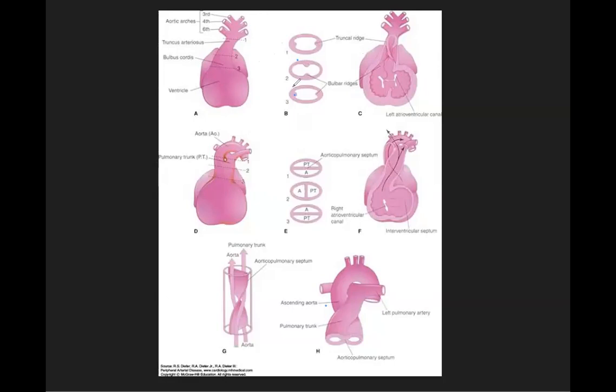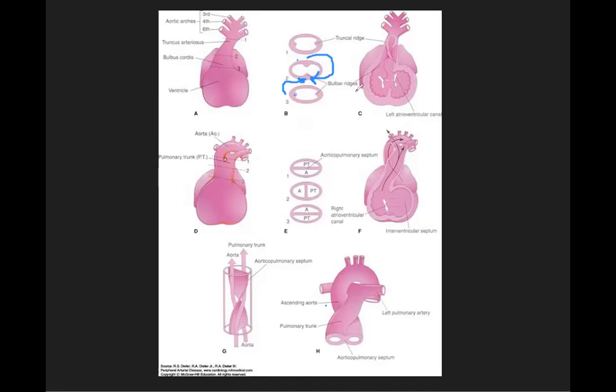How will it happen? First of all, it will be like this. Then it will go all the way from here to here, meaning it is twisting. It twisted 90 degrees, and these bulbar ridges are over here now. These are the same bulbar ridges. First they're present over here, then over here, and then it again twisted from here to here, and again the bulbar ridges are back over here.